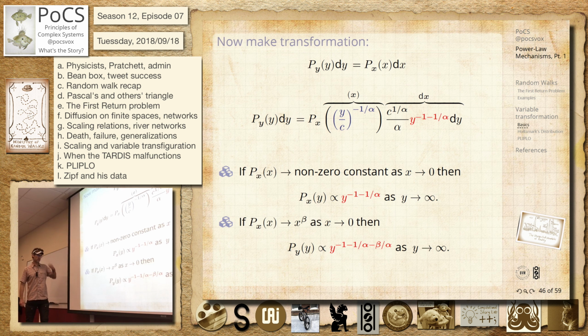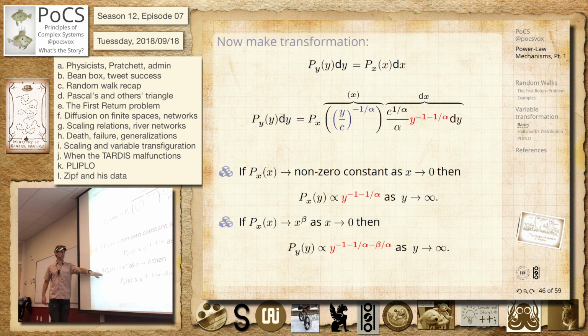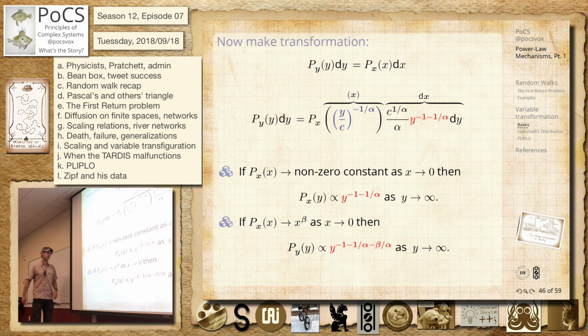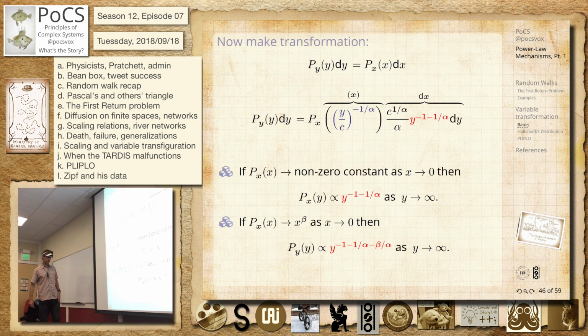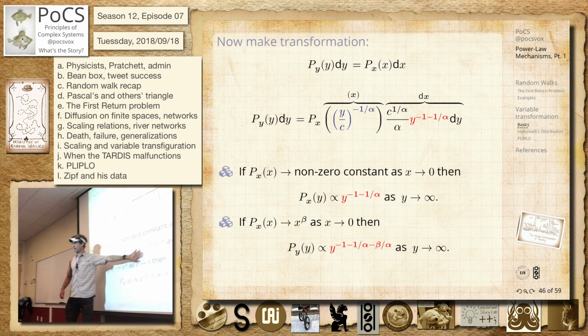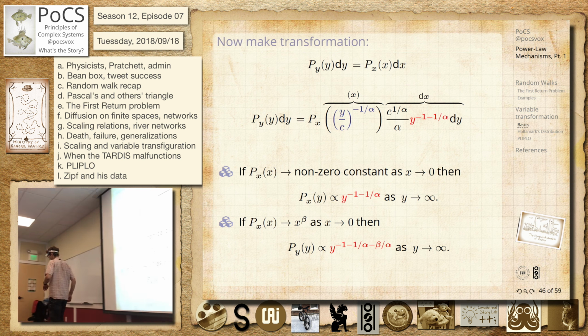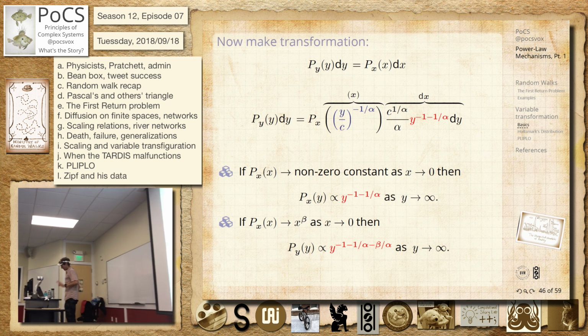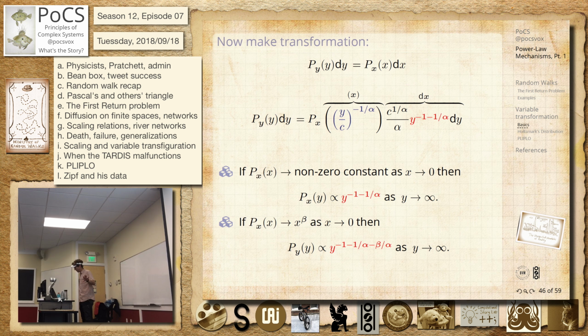It could scale as something itself, right? So if it scales as x to the beta as x goes to 0, then we get an extra scaling in there as well. Fine. But whatever the case, you get out a power law. So that's a relationship we will use again. I just want to put it out here. It's not a bad way to get there.